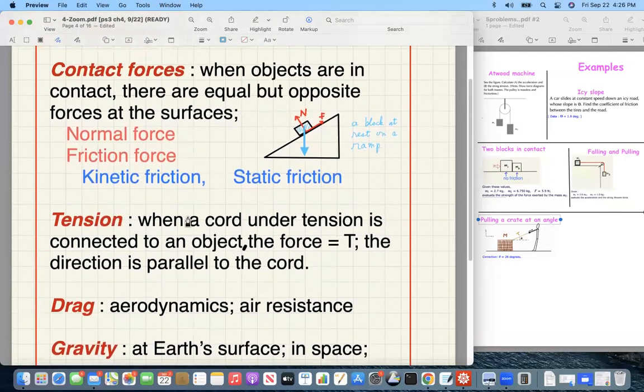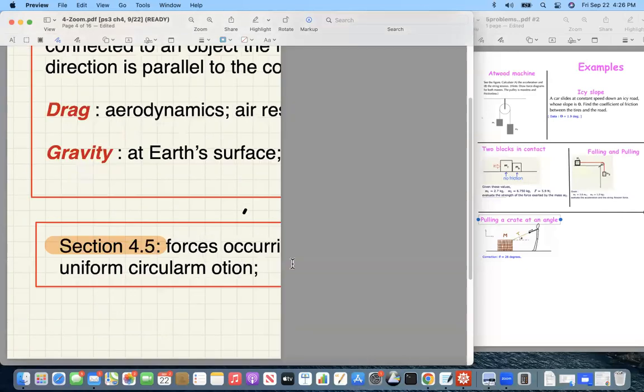There's tension. When a cord under tension is connected to an object, the force is called T for tension. Of course, force has to have a direction. The direction is parallel to the cord, because a cord can pull on something, but it can't push something, or swing something to the side. It just pulls. So the direction of the force is parallel to the cord.